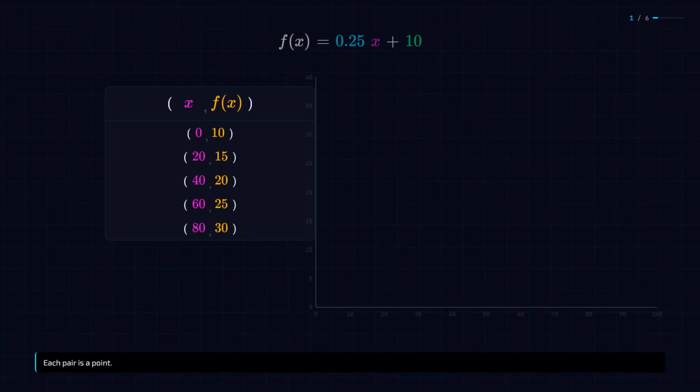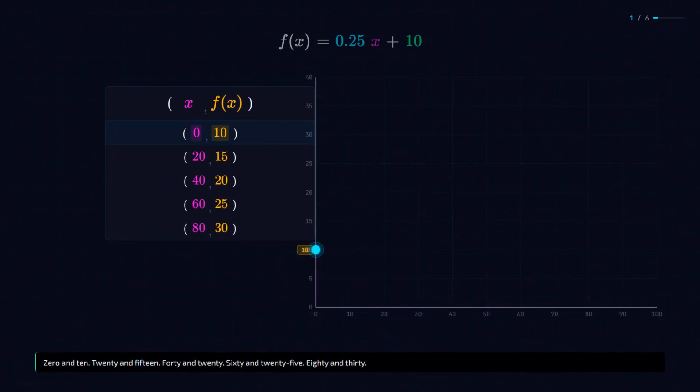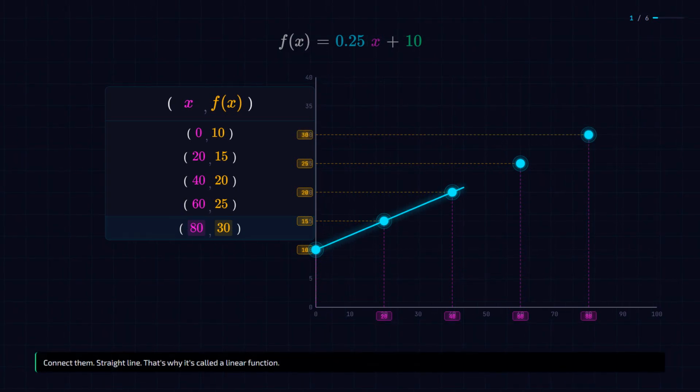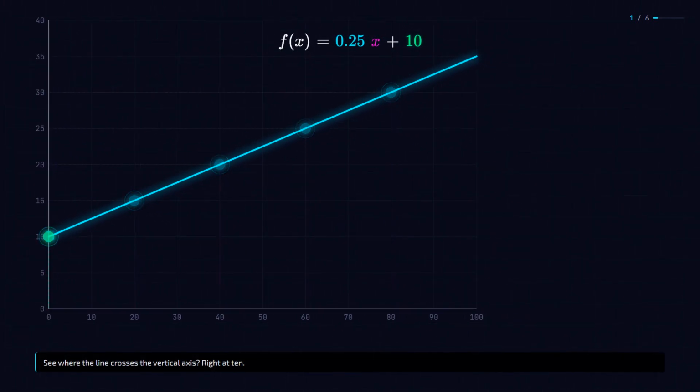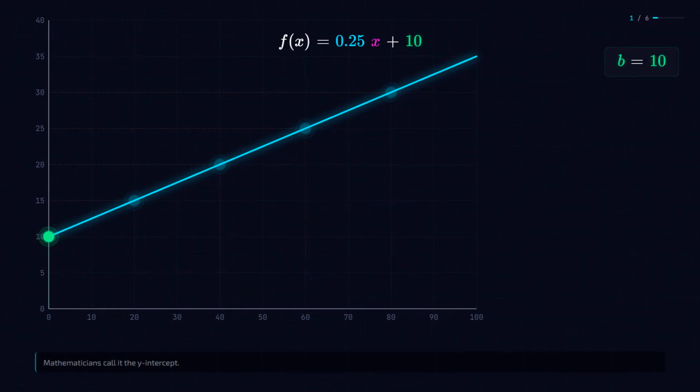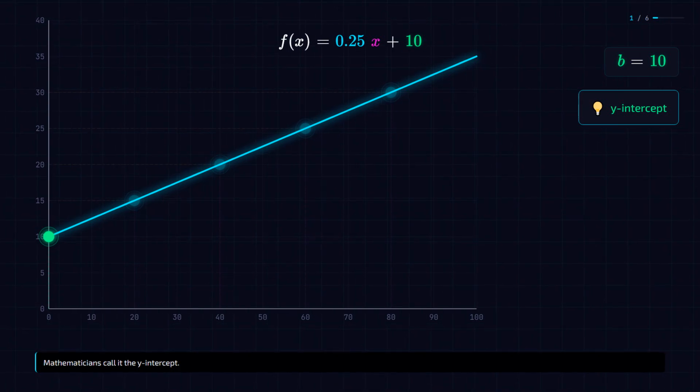Each pair is a point. 0 and 10, 20 and 15, 40 and 20, 60 and 25, 80 and 30. Connect them. Straight line. That's why it's called a linear function. See where the line crosses the vertical axis? Right at 10. That's B, your starting value. Mathematicians call it the y-intercept.